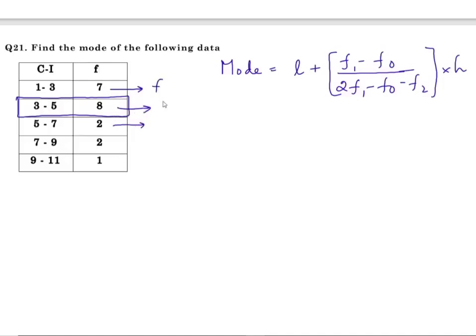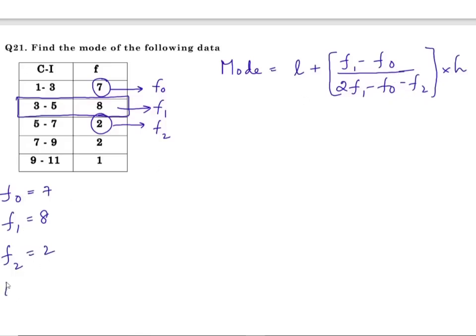Now it will be f, f, f. I'll start from 0, 1, 2. F1 is 8, above is F0 which is 7, and F2 is 2. Find out the maximum frequency. It is F1, the frequency above is F0, and below is F2. Now what we got? F0 is 7, F1 is 8, and F2 is 2. We got F1, F0 and F2.